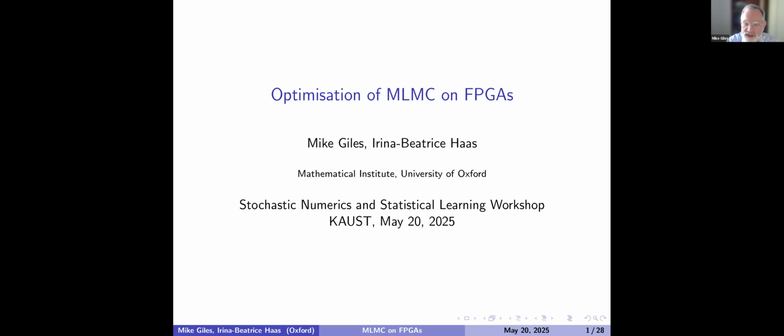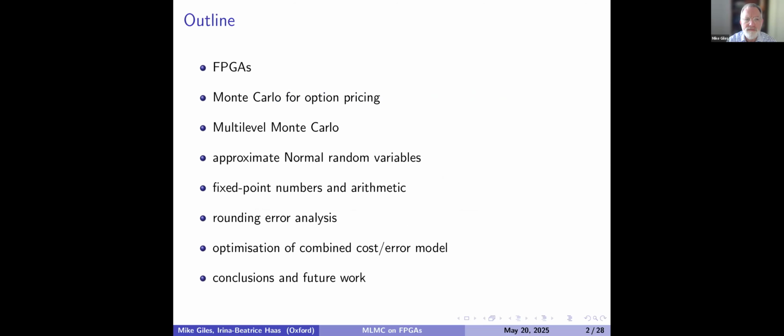So this presentation is on work that Irina Haas did as her master's dissertation last year. And it's looking at the mathematics of how to optimize multi-level Monte Carlo as applied to field-programmable gate arrays. So a particular new computing technology. I'll say a little bit about FPGAs and, well, this is the whole outline of the talk, but let me move straight on to the FPGAs.